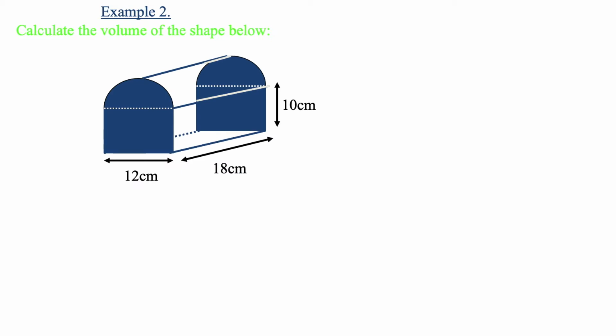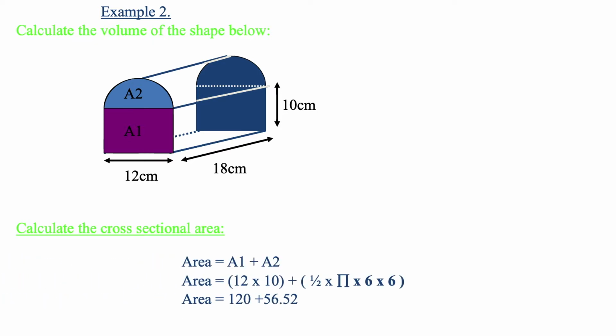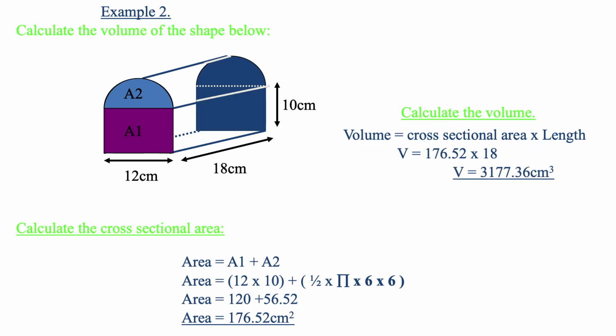Another example for this one, again, it's another composite figure. So you divide it into two areas as well. You get the area 1 and area 2. You put them together and you get one area, which is now the cross-sectional area, and then you slot it into the object or simply multiply by length and you get volume.